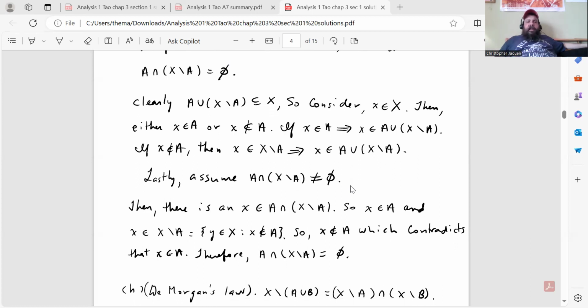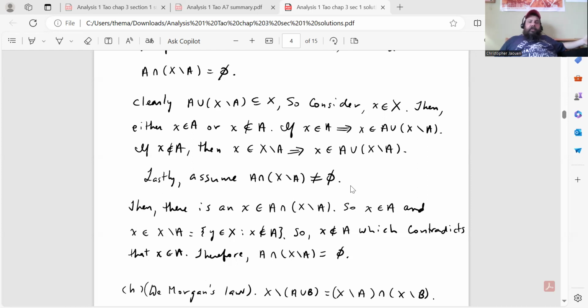Then either x is an element of A or x is not an element of A. If x is an element of A, that implies that x is an element of A union (X minus A), right, by the definition of union. If x is not an element of A, then x has to be an element of X minus A. And that implies that x is an element of A union (X minus A), again, by the definition of union. So that shows that part.